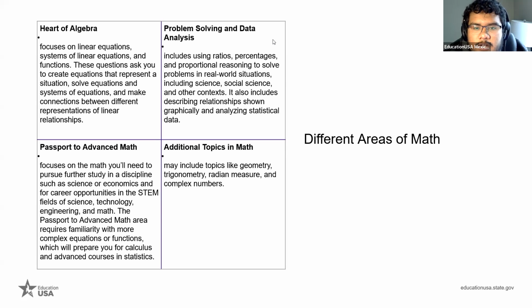But yeah, the final area of math here is just additional topics in math, which are miscellaneous areas that were not covered by the previous three, and it may include topics like geometry, trigonometry, radian measure, and dealing with complex numbers. There's not too much to say about it besides it being a catch-all for any other topic that wasn't covered by these three.